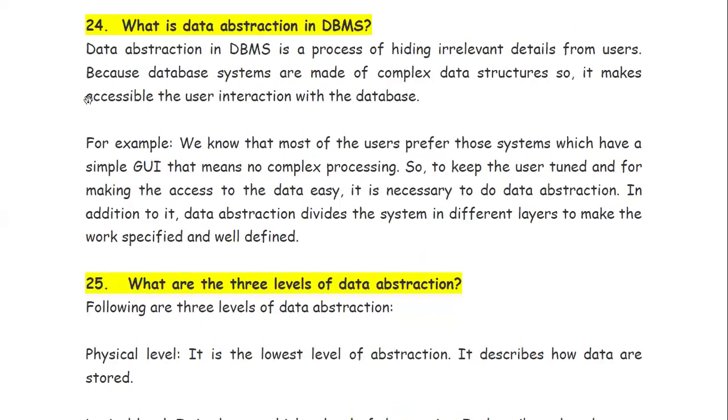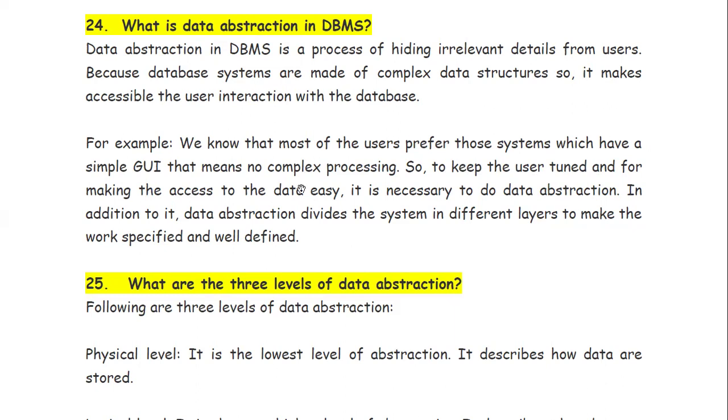Then, a very common question: what do you understand by data abstraction in DBMS? Well, this is a process of hiding irrelevant details from users. Because database systems are made up of complex data structures, it makes user interaction with the databases accessible. Let's take an example. We know that most users prefer systems which have a simple GUI, that means no complex processing. So to keep the user tuned and to make access to data easy, it is necessary to do data abstraction.